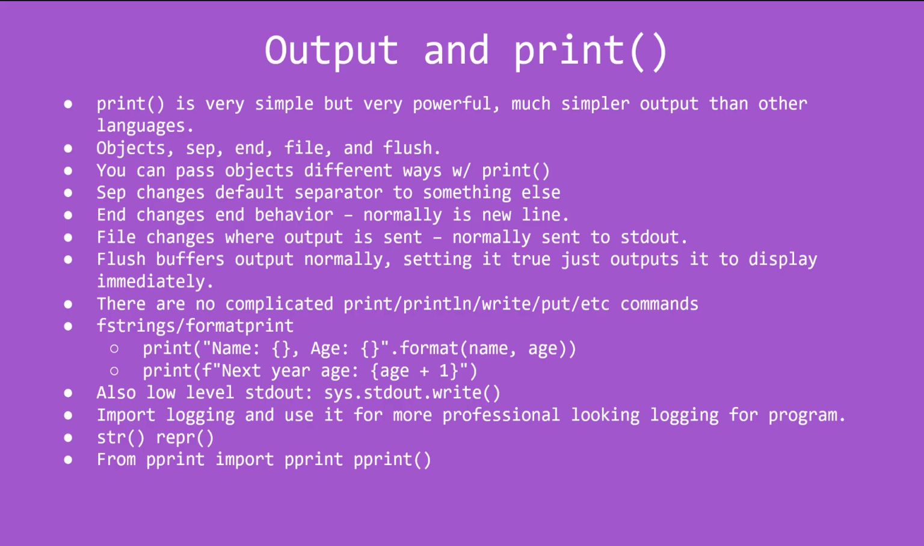You can change what file something's sent to. Normally it's sent to standard output. Flush buffers output normally; setting it to true just outputs it to display immediately. There's not really any complicated println, write, put, etc. commands.